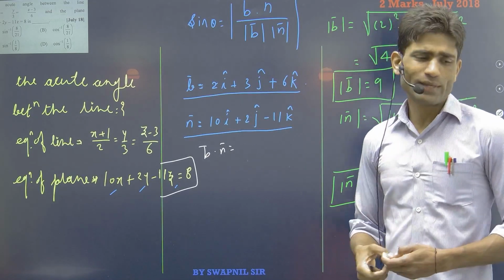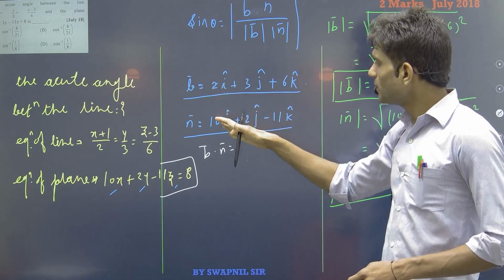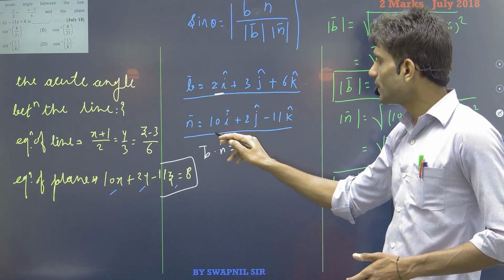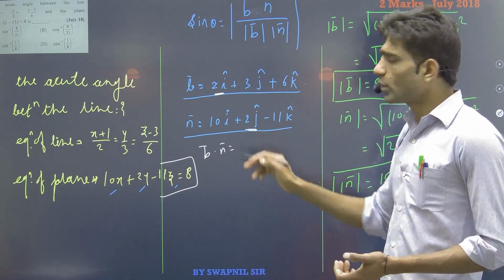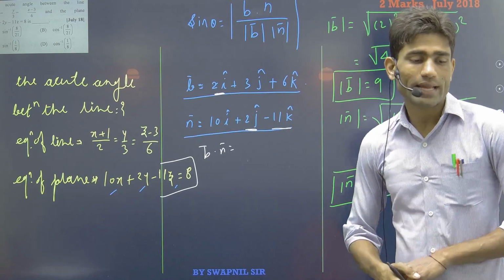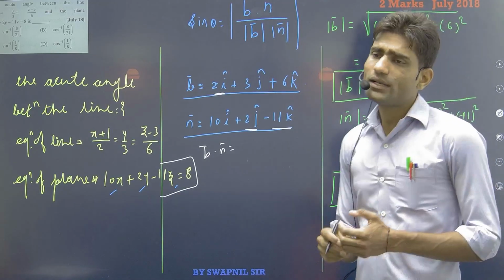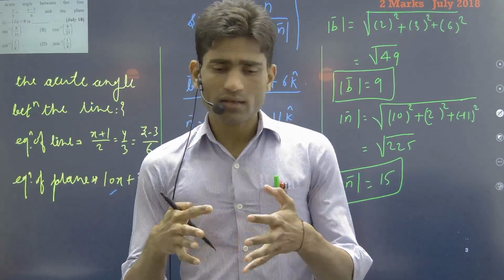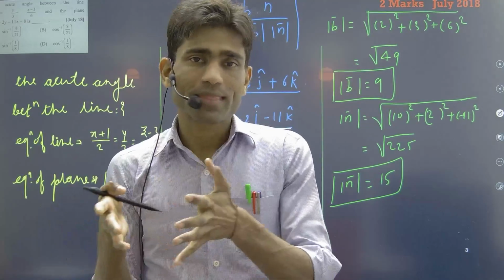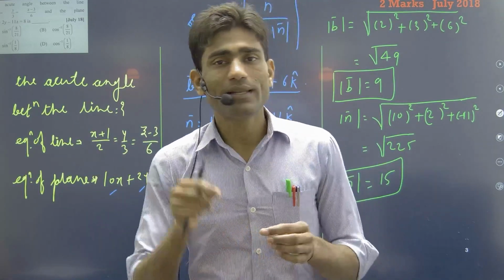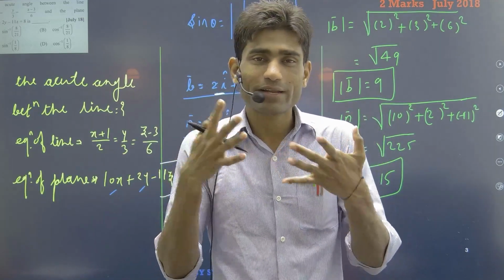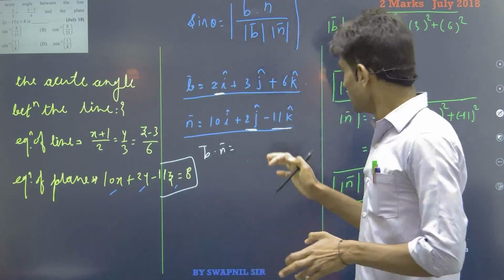Dot product of these two vectors means we take the dot product of each term with each term. That means 2i is taken dot product with 10i, 2i with 2j, and 2i with minus 11k. In vectors, i cap into j cap always goes to 0, but i cap into i cap always goes to 1. Similarly j cap into j cap is 1, k cap into k cap is 1, but k cap into another vector like i or j is always 0.